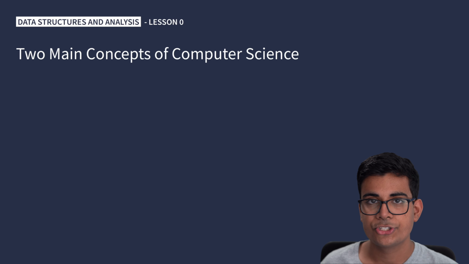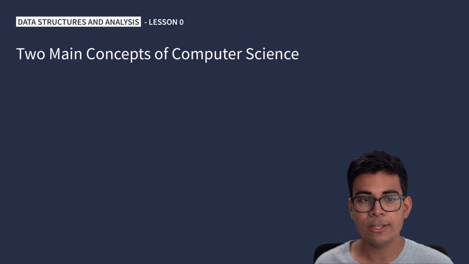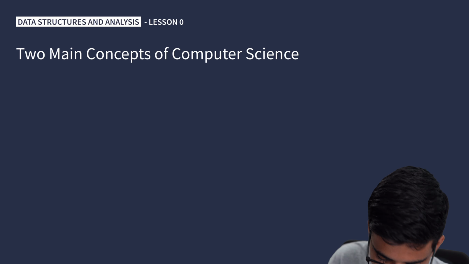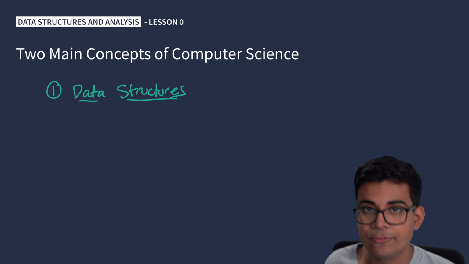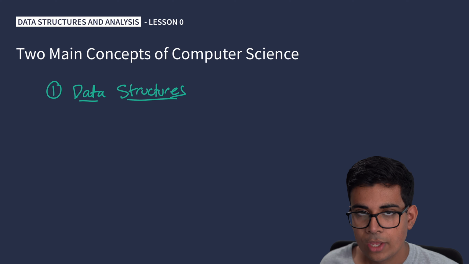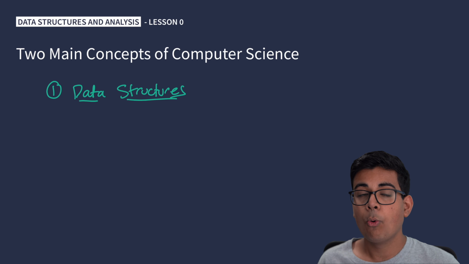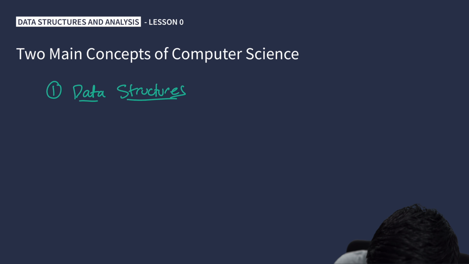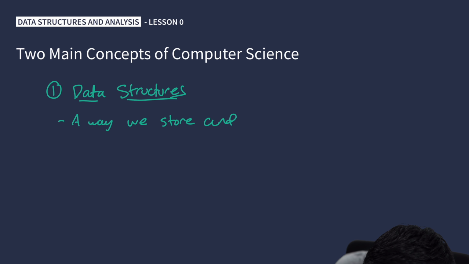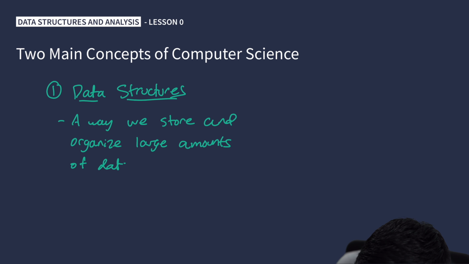Now, this new data structure series is going to talk about two of the fundamental and main concepts in computer science. And the first one that we're going to be talking about here is going to be data structures. And data structures is in the name of the course. Now, what is a data structure? Well, a data structure is a way or a structure by which we store and organize large amounts of data in our program.